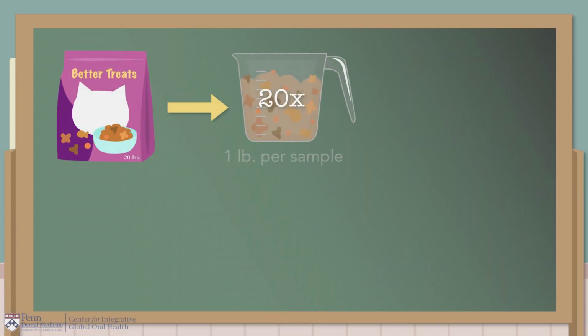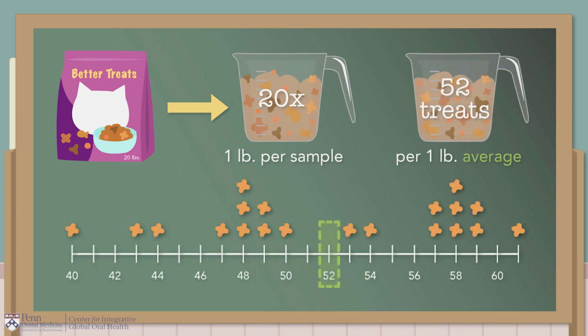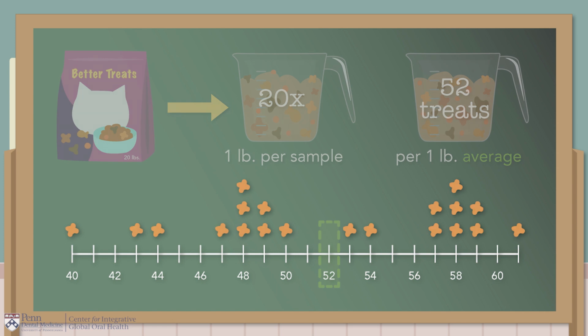I'll show you. I did 20 measurements, each weighing 1 pound, from a Better Treats bag. There was an average of 52 treats per pound. Take a look at how these measurements were spread around the mean. As you can see, one measure had 40 treats, one measure had 43 treats, one measure had 44 treats, one measure had 47 treats, 3 measures had 48 treats, 2 measures had 49 treats, and so on. The mean number of treats per measure was 52 treats.